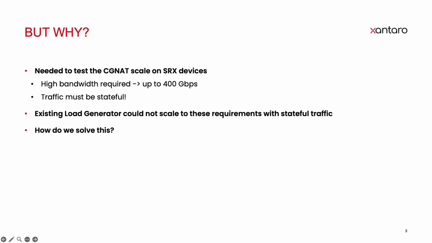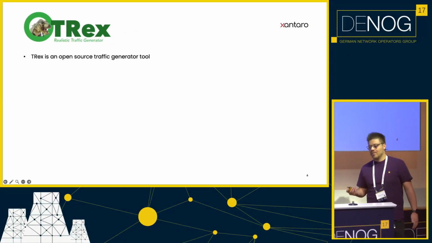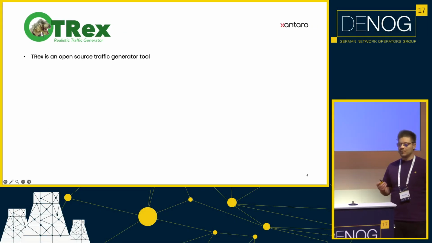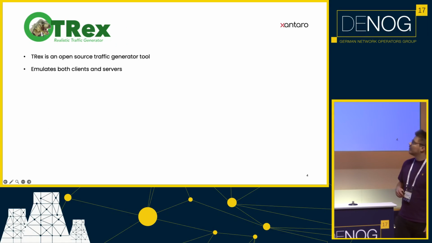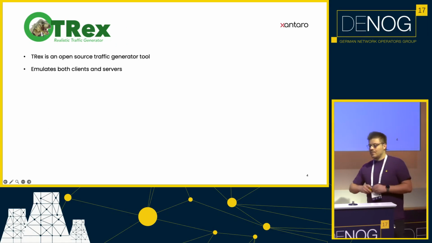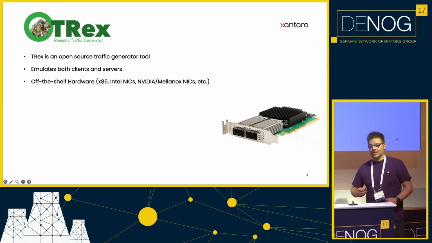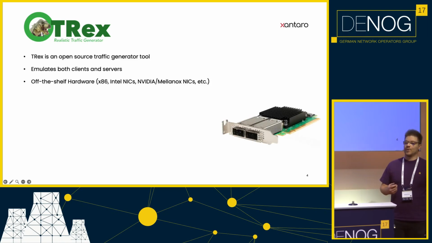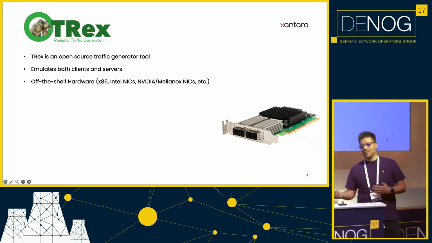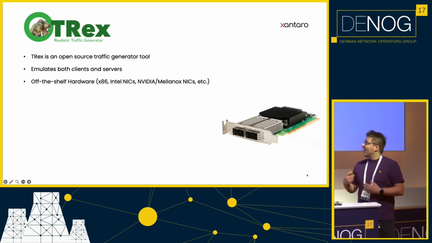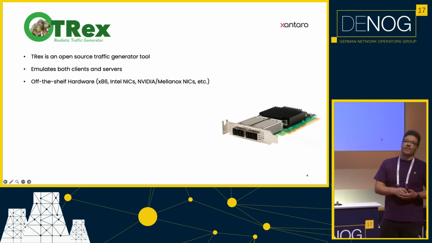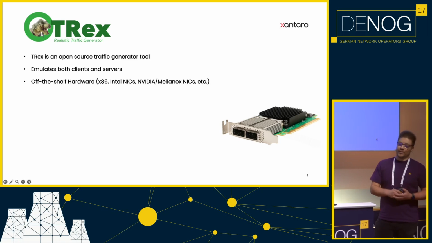Okay, we looked around, we researched a bit, and then we chose TRex. TRex is an open traffic generator. It is backed by Cisco, but you can use it as you will, and it emulates servers and clients. The best thing about TRex, though, is that you can run it on off-the-shelf and widely available hardware. This includes x86 servers and for example, NVIDIA or Mellanox NICs. The only thing that you have to keep in mind here is that you need to use NICs that support the right DPDK feature set.